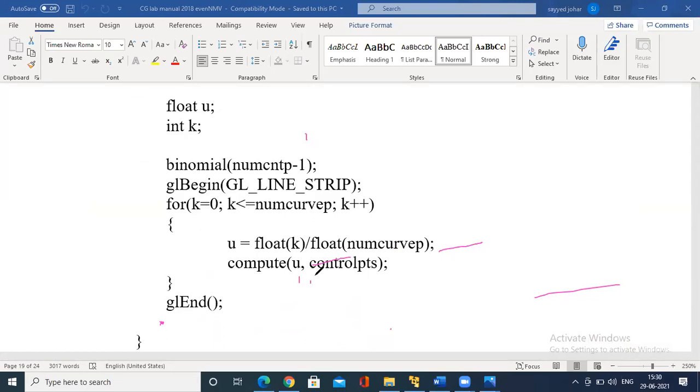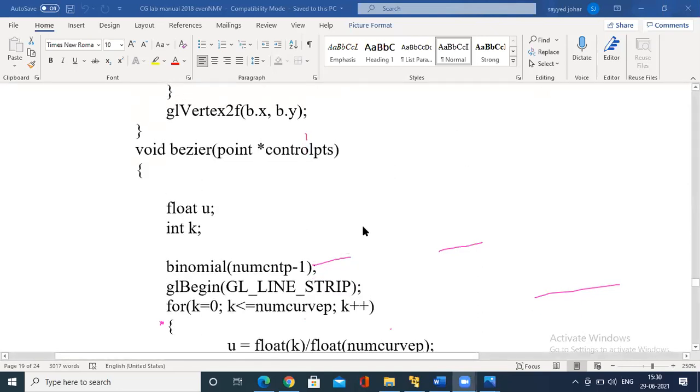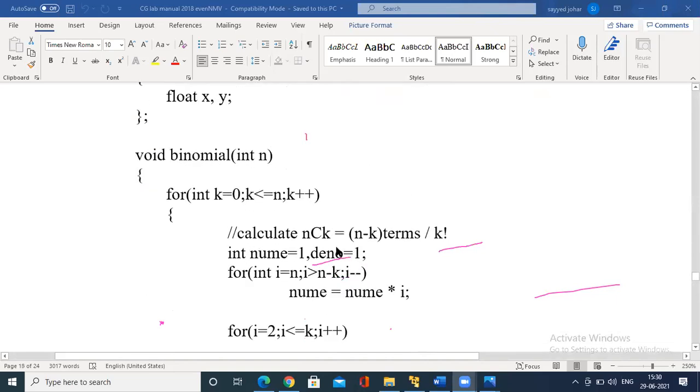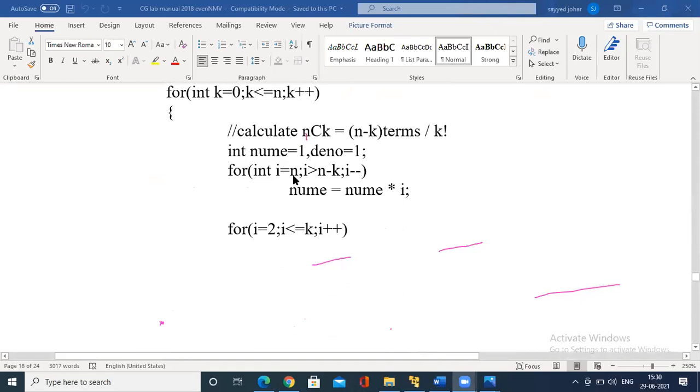What is the value of the control points? First iteration, 1 comma 20. So 2 by 20, 3 by 20, those values we will pass. First we have to calculate the value u. It is calculated based on the value. So this value is sent to the computation. So what is compute? I explained binomial. What is binomial? Binomial is a simple equation to calculate nCk. How do you calculate nCk? Numerator i equals n. It is the same as calculating the factorial.